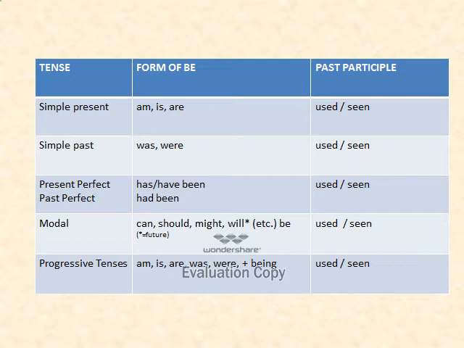So the form of the passive voice has two pieces to it. It has a form of be, so that second column, am, is, are, was, were, has, have, had, been, all of those are forms of the verb be. And then we use some kind of past participle. That's the third column, used and seen. Used, of course, is an example of a regular verb, and seen is an example of an irregular verb.